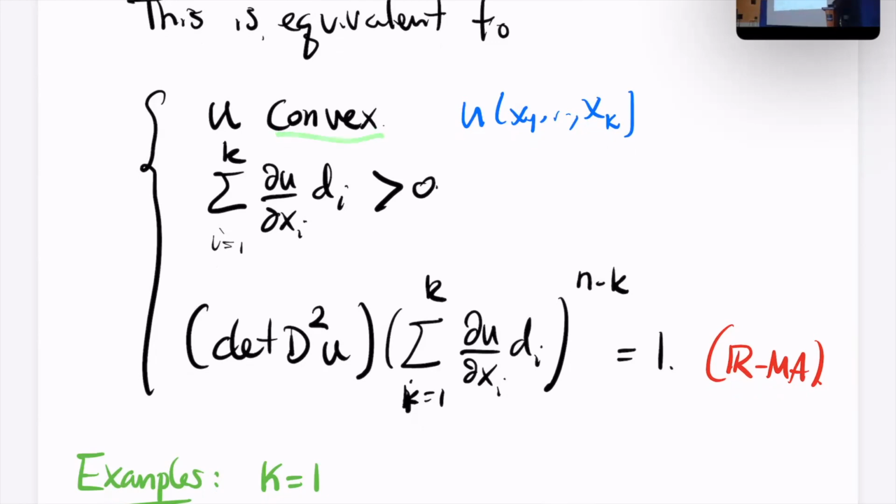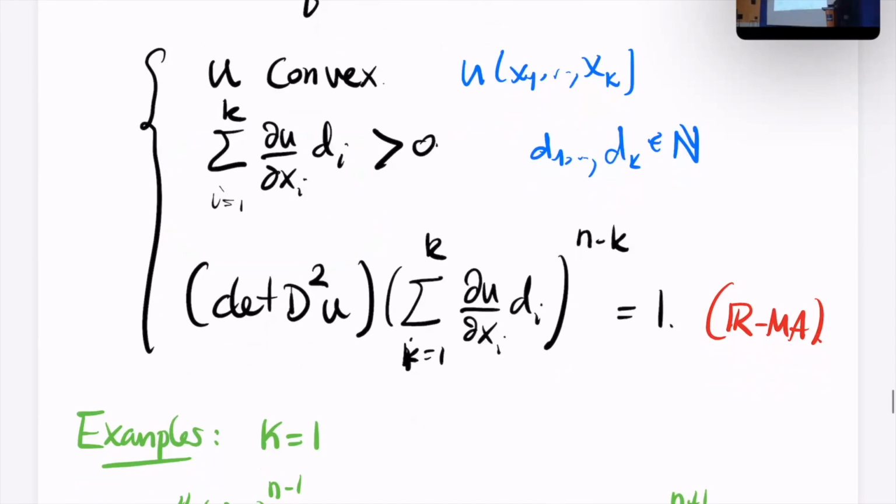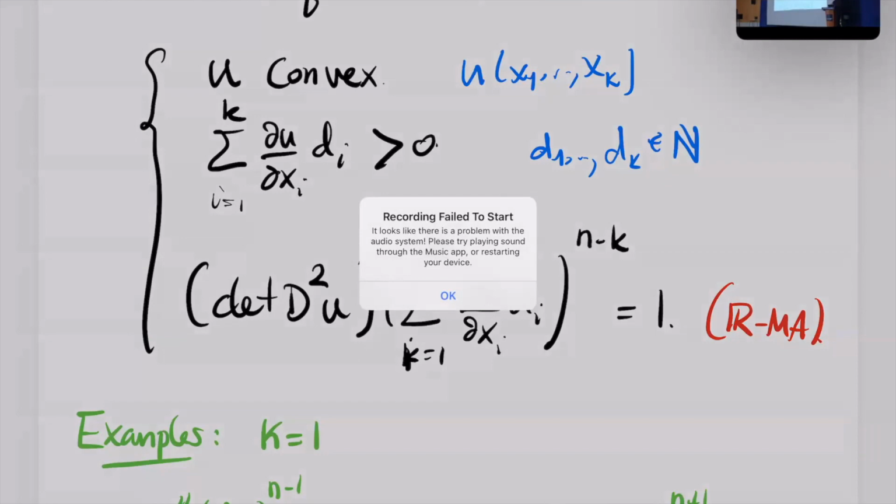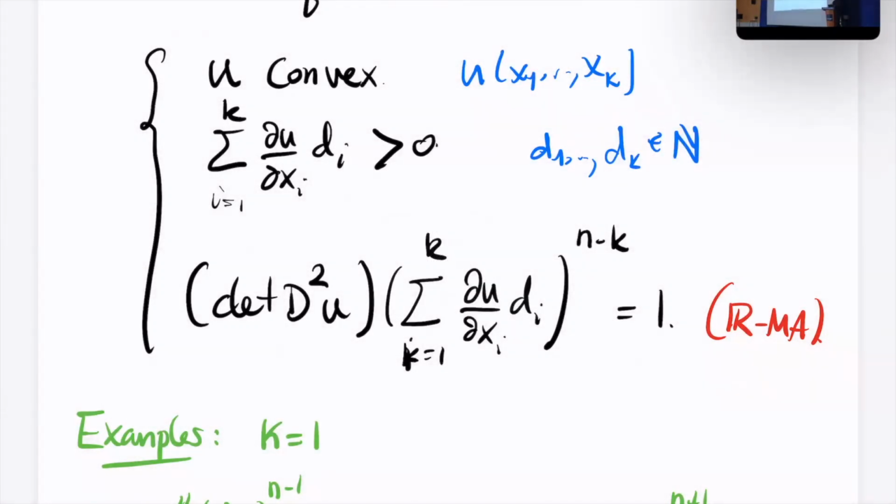And it has this sort of increasing property. So d1 up to dk are just natural numbers, which you can imagine are given to you. And it solves this real Monge-Ampère equation. So the determinant of the Hessian of u, the second derivatives, times this factor involving the gradient. Oops, sorry. Having a hard time. Okay. This factor involving the gradient is equal to 1.